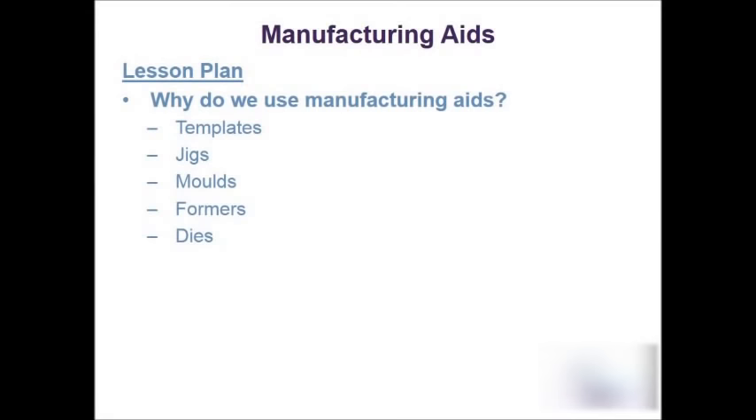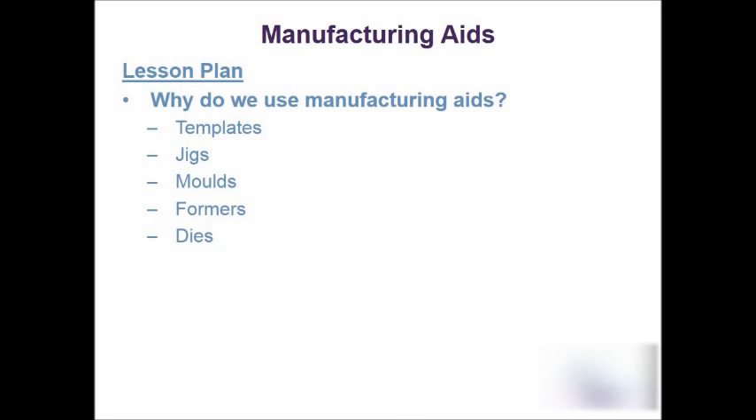Okay, so this video is about manufacturing aids. There are a range of different manufacturing aids, but the ones we're going to discuss today are templates, jigs, molds, formers, and dies. I'm going to define these five manufacturing aids, give you a bit of a description of what they are, and some examples or applications of how they might be used. So if we talk about templates first.